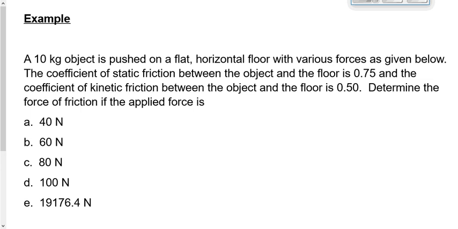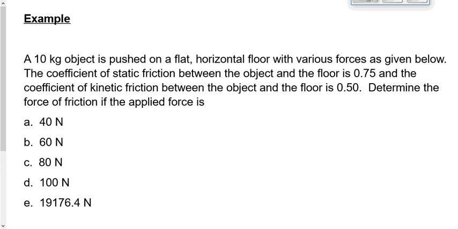Here's another one. This is remarkably like the quiz question that you're going to get on Wednesday. No, sorry, tomorrow's Wednesday, on Thursday. This one says, a 10-kilogram object is pushed on a flat horizontal floor with various forces as given below. The coefficient of static friction between the object and the floor is 0.75, and the kinetic friction coefficient is 0.50. What's the force of friction if we push with 40 newtons, 60 newtons, 80 newtons, 100 newtons, and 19,176.4 newtons?